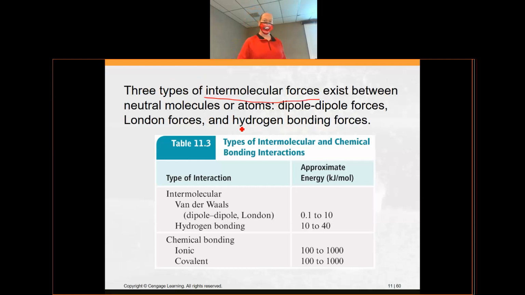All right, and so there's 3 types that we're going to talk about. First one is van der Waals. So the van der Waals is a type of force that will be broken up into 2 forces, which is going to be a dipole-dipole. And this is if you have a polar molecule. London, all molecules.